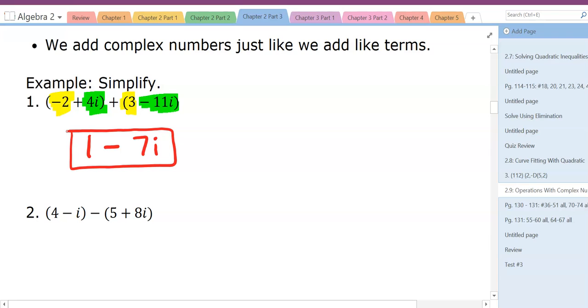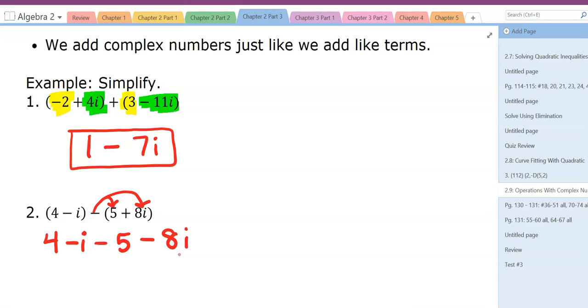Now for number 2, there's a subtraction sign. So if it helps you, before you even try to combine, think about this subtraction sign and distribute it into the parentheses. It's going to change the signs of those terms. So we've got 4 minus i minus 5 minus 8i. So that's what I was talking about earlier when you have to be careful with those negatives because they start to change things a little bit.